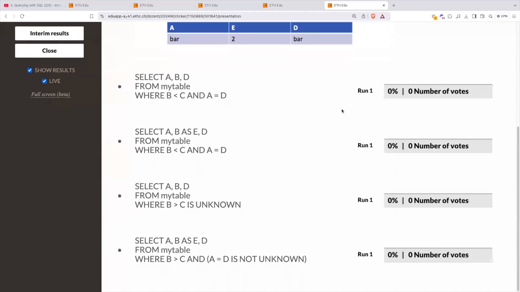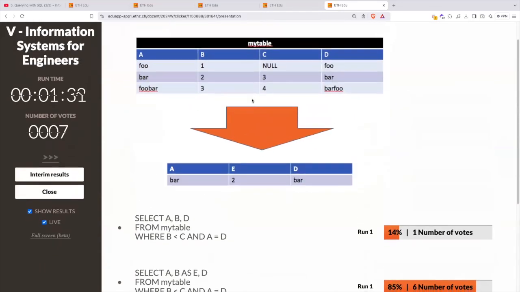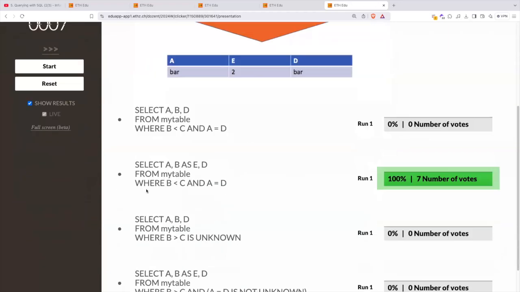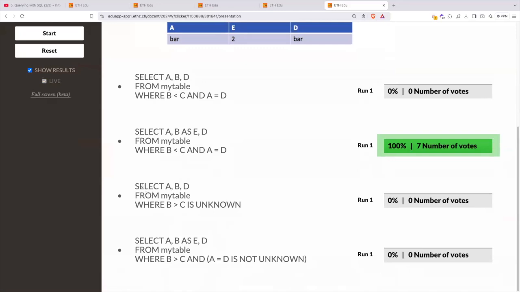Let's look at your answers. We have a majority vote, and the majority vote is the second one. You can still change your answer if you want, you still have a chance. Do you see why the first one doesn't work? All right, so it is the second one. Oh, yes, you changed. All right. So this is indeed the second one.